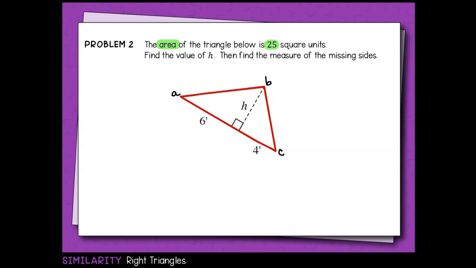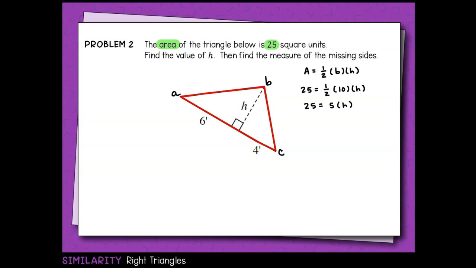We're told that the area is 25 square units. I also know that the area of any particular triangle is just 1/2 the product of its base times its height. This triangle has a base of 6 plus 4, that makes 10, and it has an area of 25. So I'm going to replace A with 25, and I'm going to replace B for the base with 10, and leave H as our unknown. 25 equals 1/2 times 10, that'll be 5, times H.